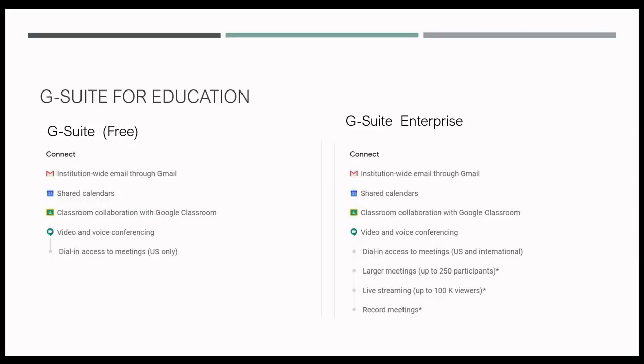With the different types of G Suite which are available, you will find almost both are having similar kinds of features. But the only difference is that when we are using Meet, we do not have a live streaming option with the G Suite free account. Whereas with the Enterprise Edition, we have live streaming for 100,000 viewers. So that is a huge count.